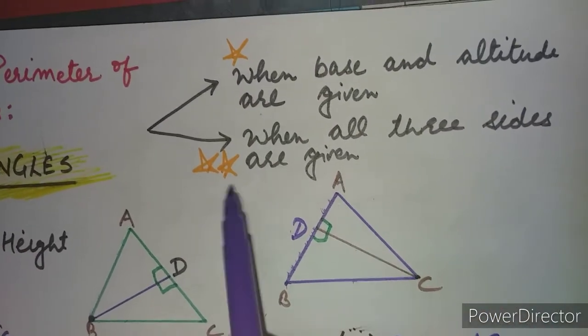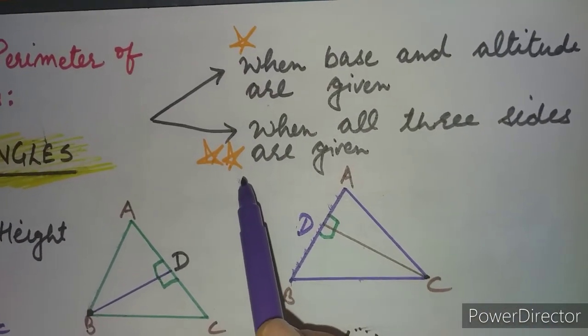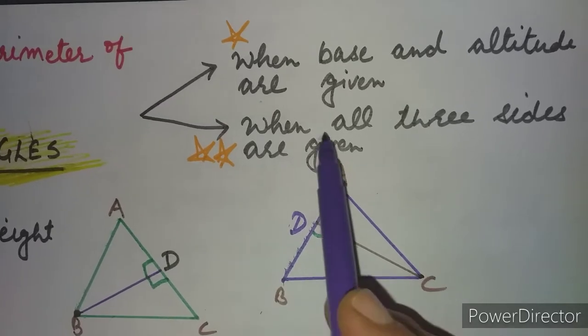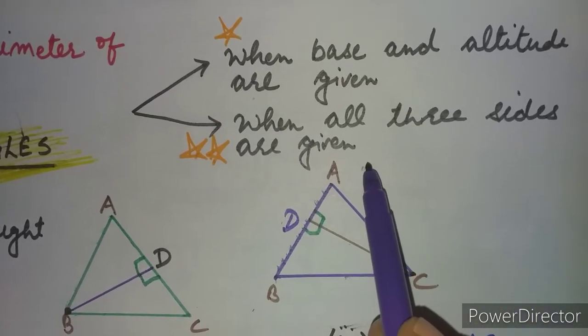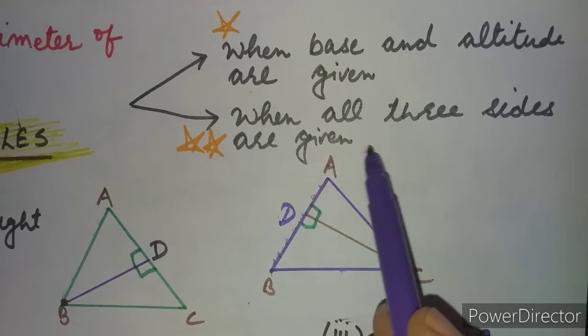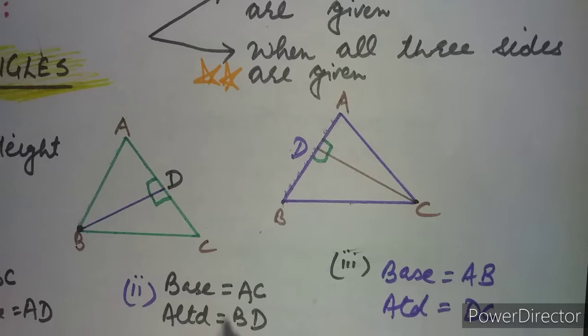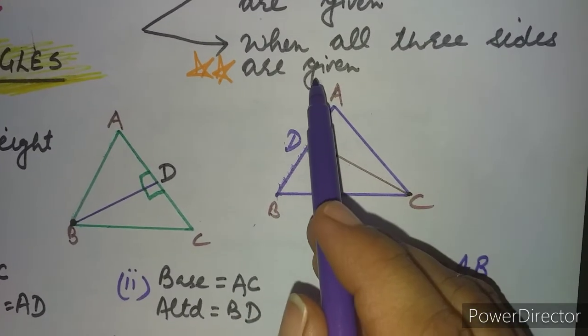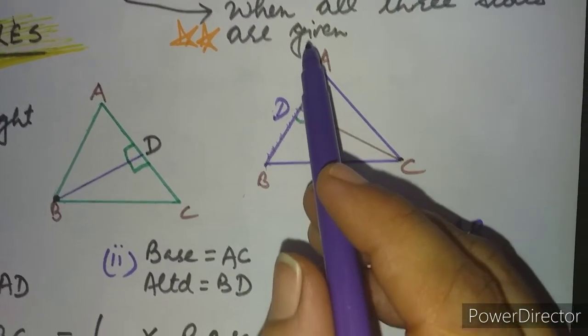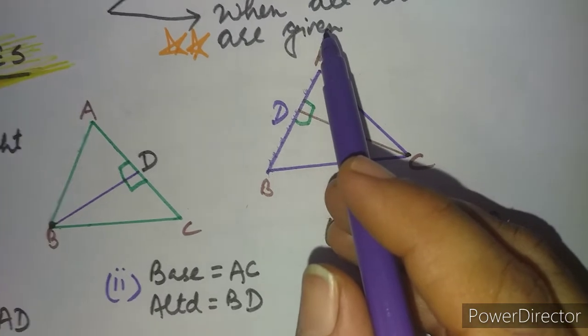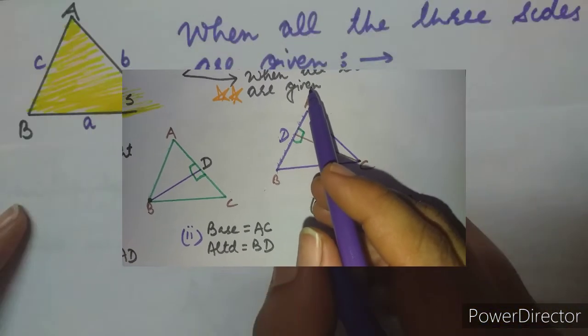Now the second option depending upon the question can be when all the three sides are given, right? Okay, so that will be totally different case. Here we cannot apply the formula half base into height. Okay, for that we have to take up a totally new formula, right? And that also is very interesting thing.